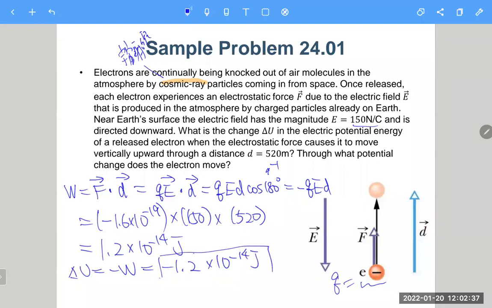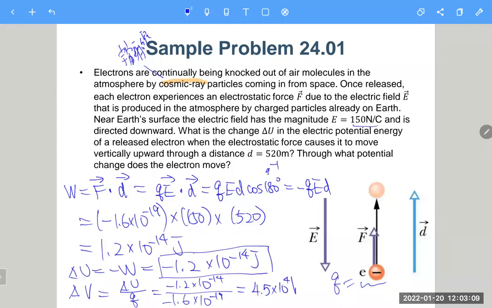So this is actually the potential energy difference. And of course delta V will be delta U over Q, which will be negative 1.2 times 10 to the minus 14 over this Q, negative 1.6 times 10 to the minus 19, which is 4.5 times 10 to the fourth power volt, or 45 kilovolt.